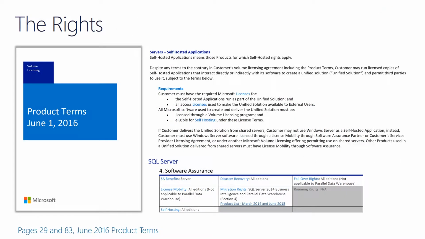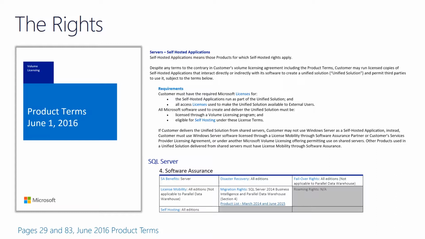Here's the relevant information from the product terms document, the general information at the top, and then SQL Server taken as an example to show at the bottom left that all editions have self-hosting rights. Note the last paragraph in the first section, which clearly states that you can't use Windows Server as a self-hosted application on shared servers. So a service provider, who is a licensed mobility provider, would deploy your unified solution on its shared servers, where they would use SPLA to license Windows servers for that solution.